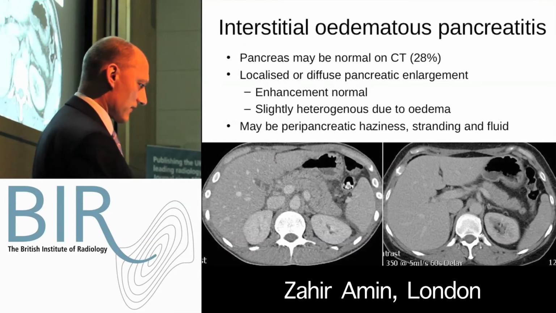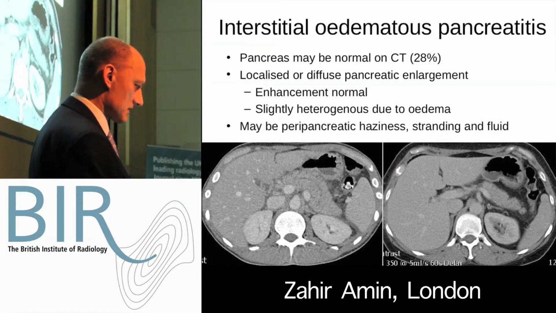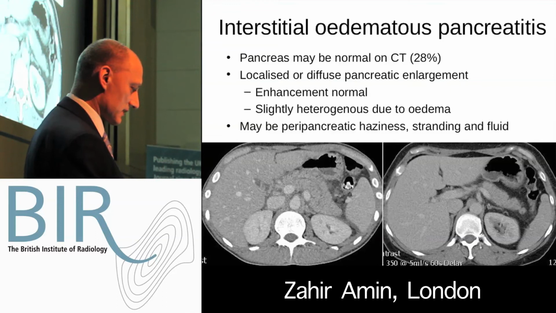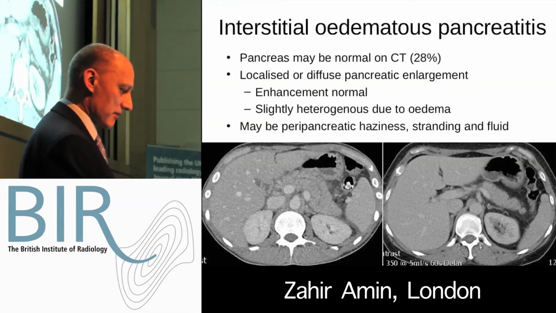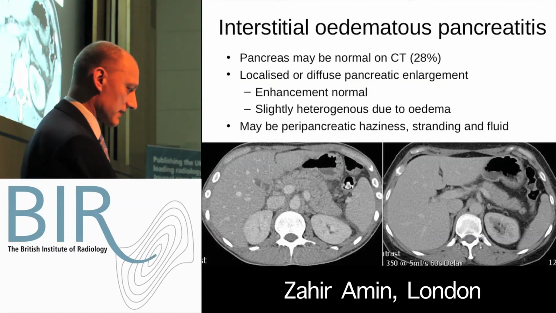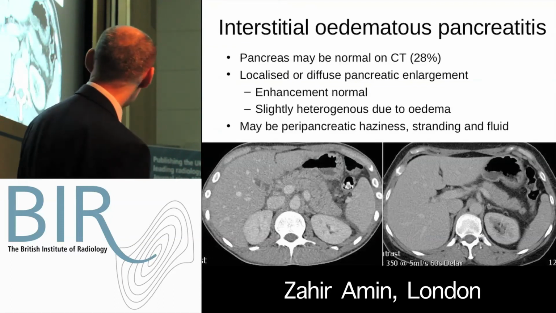This is an example of interstitial oedematous pancreatitis. The pancreas may be normal in this situation. The enhancement is often normal. It can be slightly heterogeneous enhancement due to edema. You can see in this case, slightly bulky pancreas, a bit of edema in between the parenchyma, and there may be peripancreatic haziness, slight haziness in the fat there, a bit of stranding, and you may see some fluid as well.